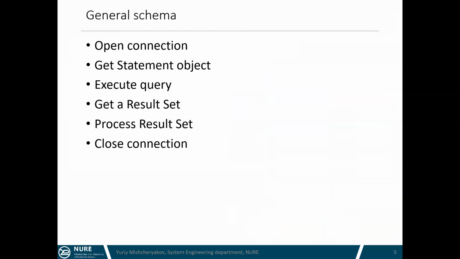So we discussed all steps except closing the connection. A connection is a resource. If it's a resource, it must be closed, like a file, or like when we used input streams or output streams to read and write data from files or from the network.